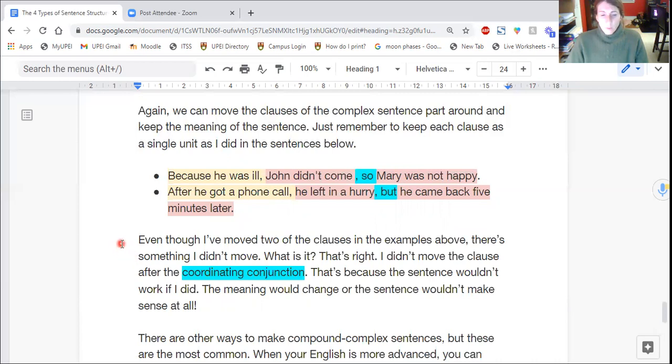Even though I've moved two of the clauses in the examples above, there's something I didn't move. What is it? That's right. I didn't move the clause after the coordinating conjunction. That's because the sentence wouldn't work if I did. The meaning would change, or the sentence wouldn't make sense at all.